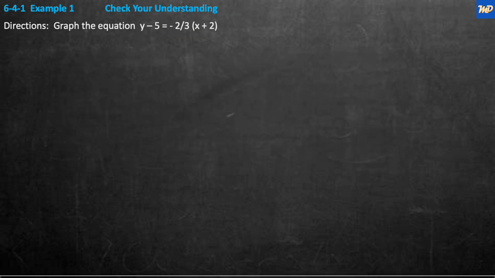Okay, example 1, check your understanding. So let's graph the equation. Y minus 5 equals negative 2/3 times the quantity x plus 2. So this is check your understanding. So I'm going to let you pause the video and try this. And then when you come back after the pause, we'll work it together, okay? So what do they want you to do? They want you to figure out how to graph this equation, okay? Okay, go ahead and, oh, before you go, be careful with the X and Y terms. Make sure you look at the signs and try to figure out what that means on those terms. Okay, I'll wait for you.